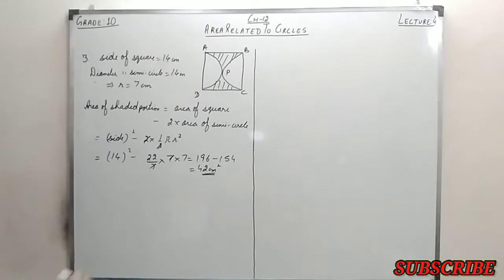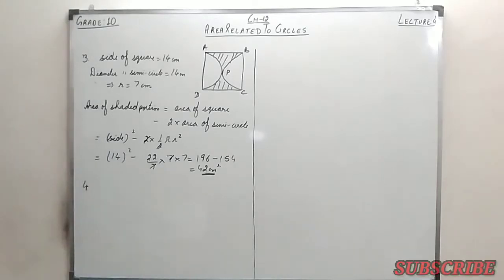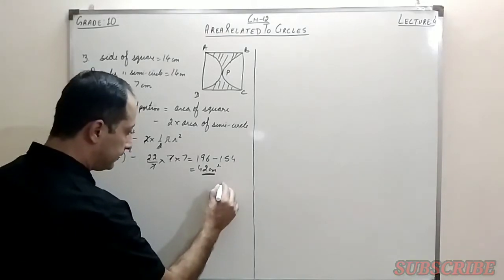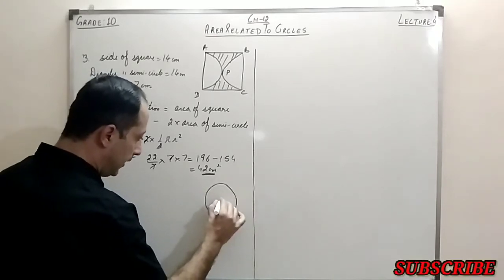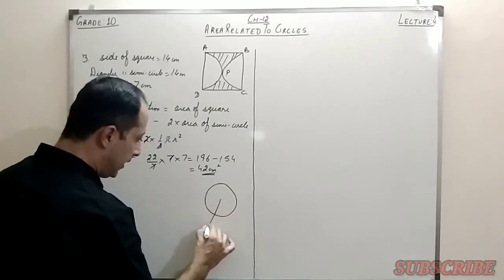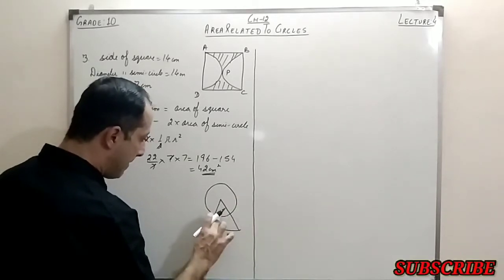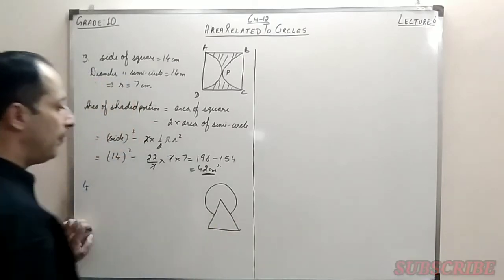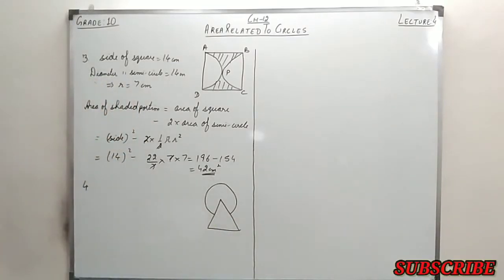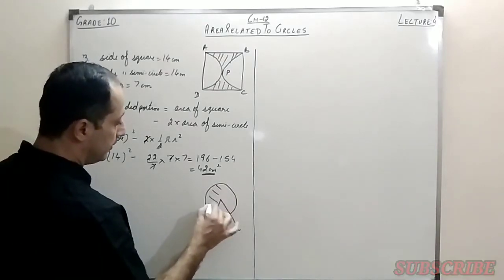Now in the fourth question, we have a circle and then it is given there is an equilateral triangle, something like this. Now, we have to find the area of this complete combination. This complete combination, we have to find the area, this one.